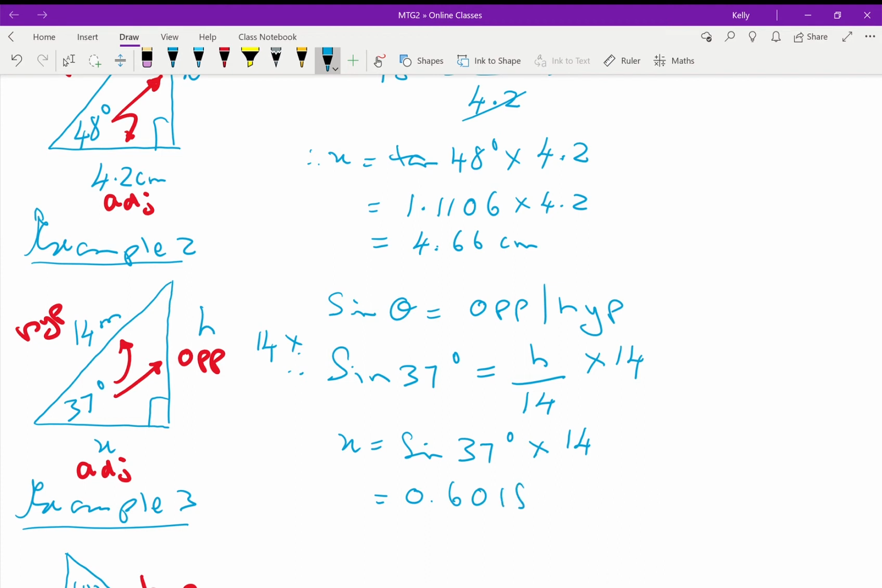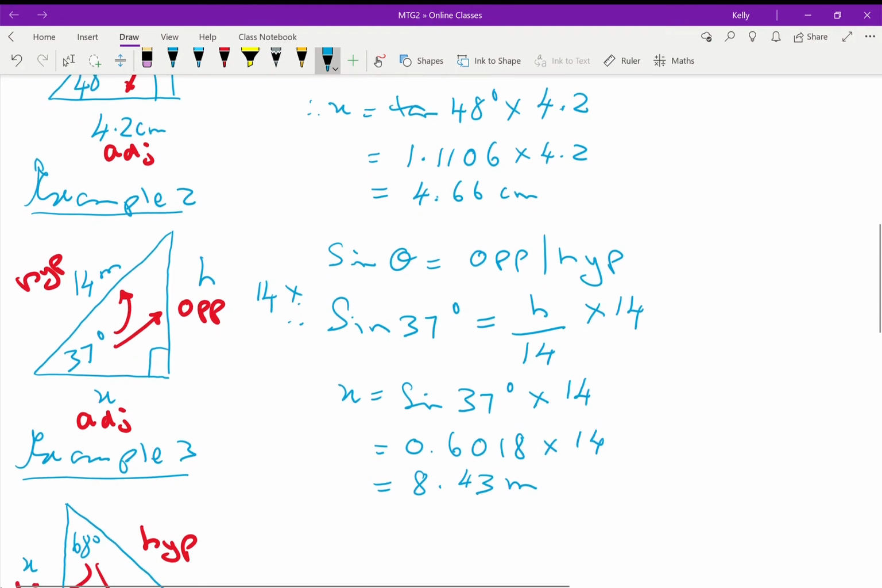0.6018, and I multiply it by 14. Once again, I round it to 4 decimal places, multiply it by 14, and I get 8.4. Round that to 3, and I've got meters as my distance. So the calculation gives 8.43 meters as the distance of the unknown side, which is my h.